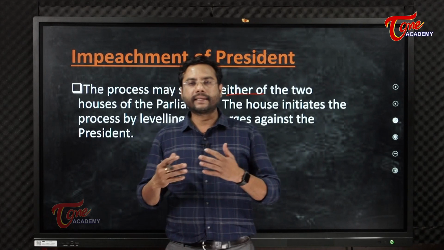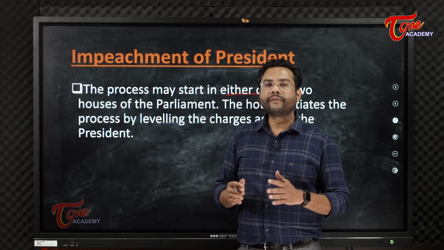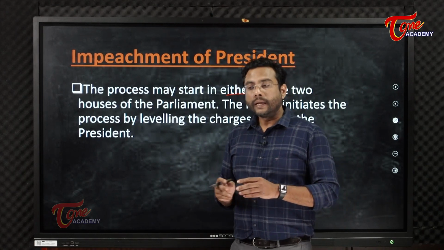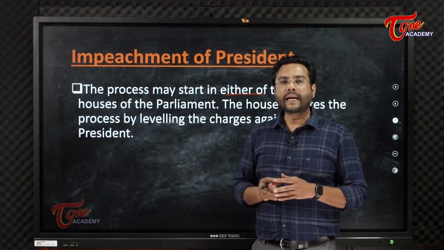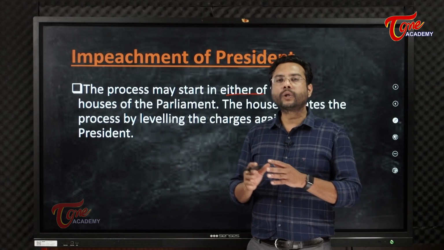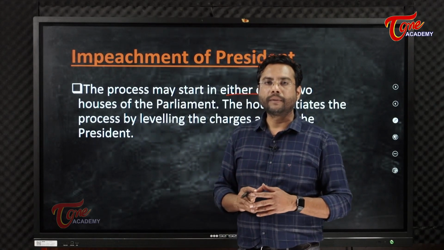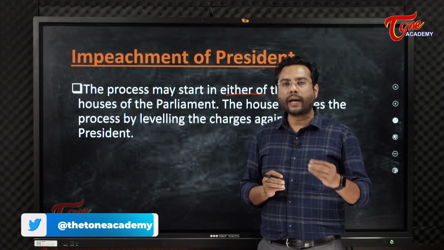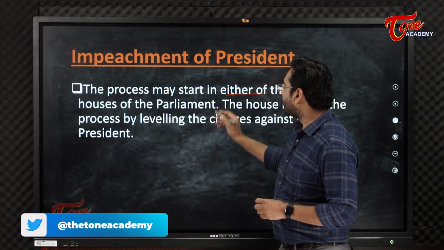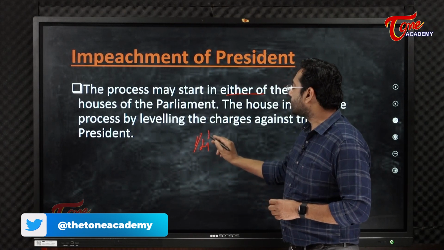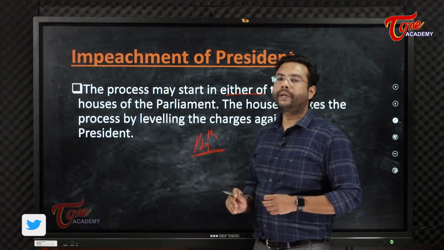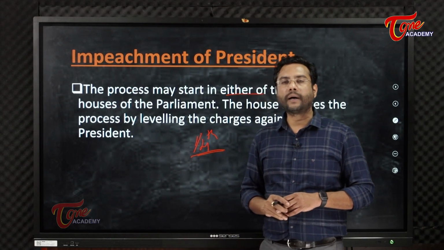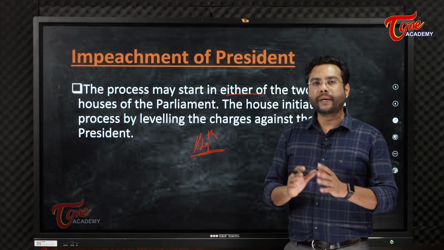The process may start in either house of the parliament. For example, let us take that in Lok Sabha we have introduced the bill for impeachment of the president. That bill has to be signed by 1/4 of the total members of the Lok Sabha. So before introducing the bill, it should have the support of 1/4 of the members. That is, 1/4 of the members should sign the impeachment bill.